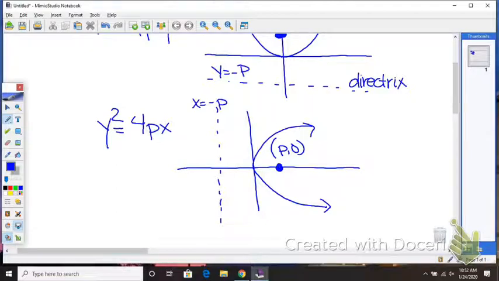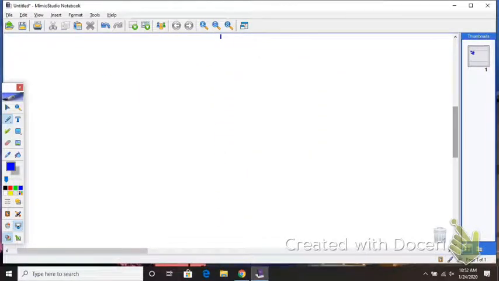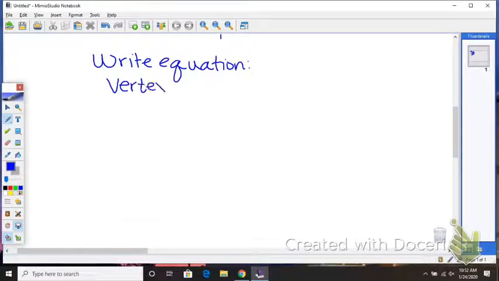Okay, so here's your first example. You're going to want this stuff in front of you. We're going to write an equation, and I'm going to give you this information. The vertex is at (0, 0). All of these are going to be at (0, 0); we're not going to shift these around left, right, up, or down. And I'm going to tell you the focus is the point (2, 0).